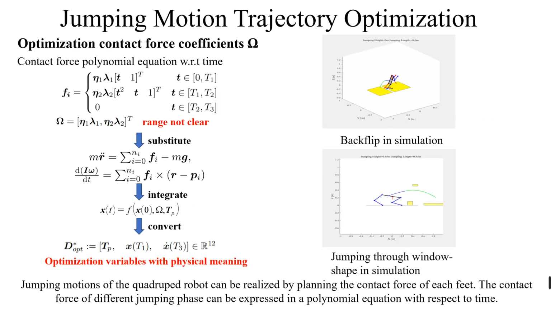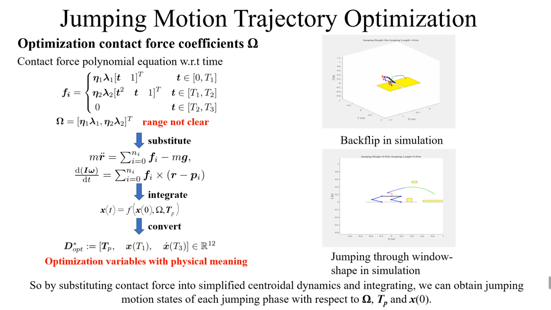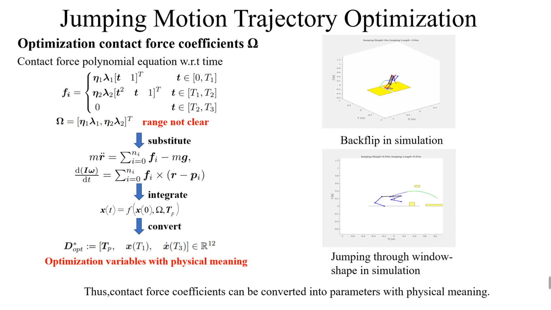Jumping motions of the quadruped robot can be realized by planning the contact force of each foot. The contact force of different jumping phases can be expressed as a polynomial equation with respect to time. However, the range of the contact force coefficients is not clear, which makes the optimization problem difficult to solve. So by substituting the contact force into simplified centroidal dynamics and integrating, we can obtain jumping motion states of each jumping phase with respect to contact force coefficients, jumping phase durations and initial states. Thus, contact force coefficients can be converted into parameters with physical meaning.